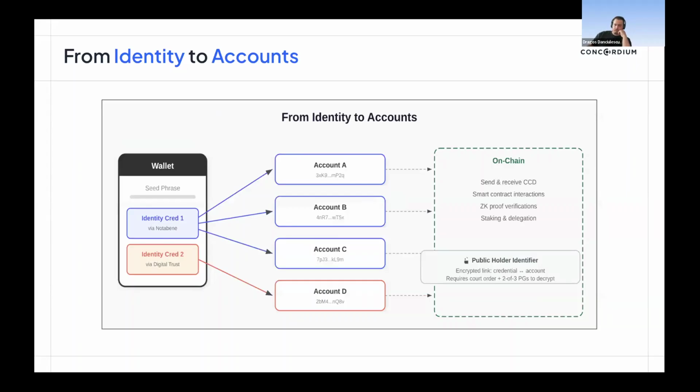This is another diagram showing how you go from a wallet where you have a seed phrase, as in any normal crypto wallet. You have an identity credential, let's say one that you got from Nota Bene. Then you can have 3 accounts on that. You can do activities with those on chain, and then you can have a separate identity credential in the same wallet that you got from a different identity provider.